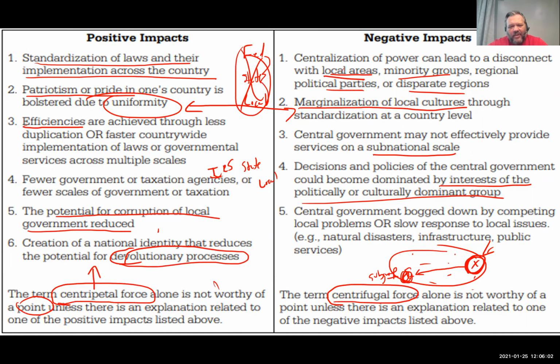All right. And then finally, central government can get bogged down by competing local problems or slow response to local issues. And so, again, if we have a natural disaster, infrastructure problems, public services, if we have a problem with our education system, Tucson and the state of Arizona are much quicker to deal with it than Washington, D.C. would be.